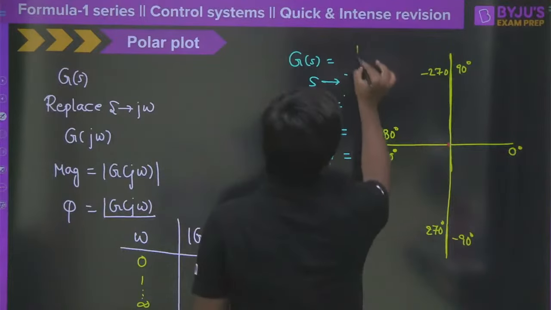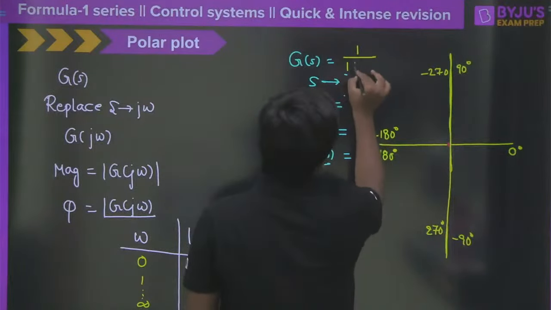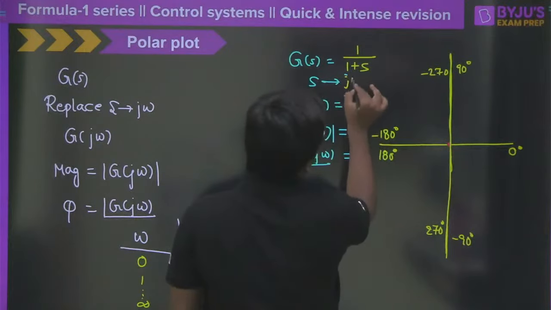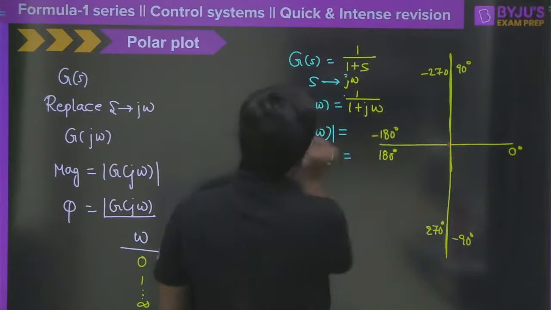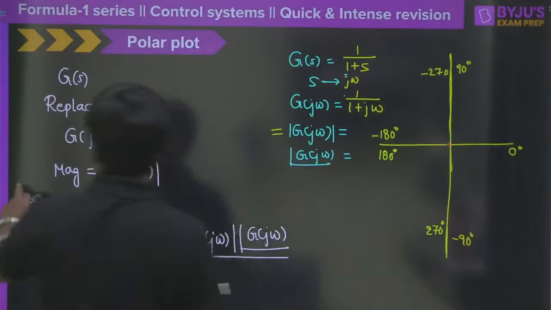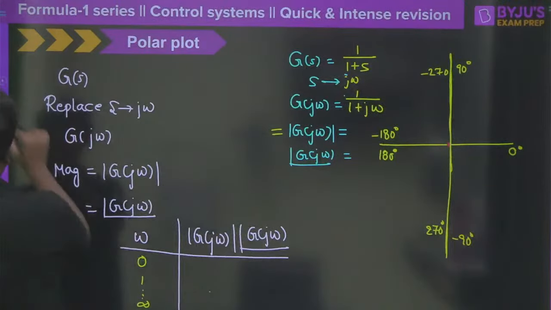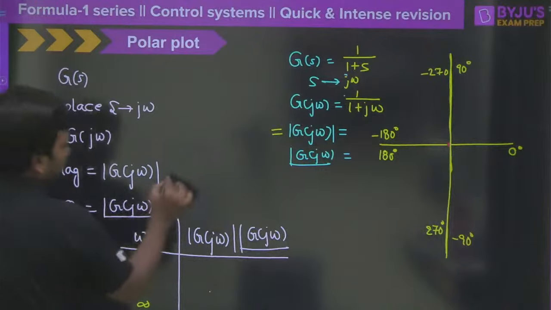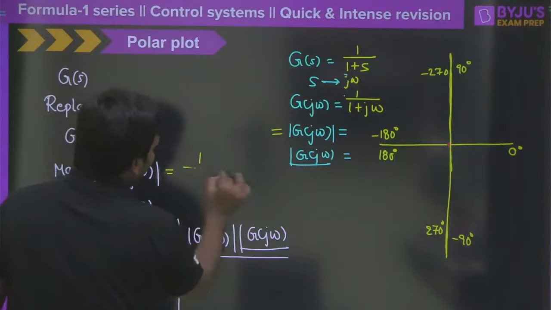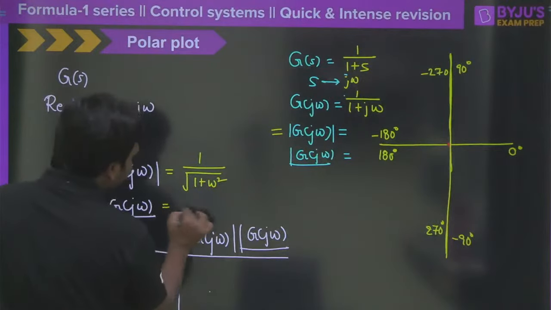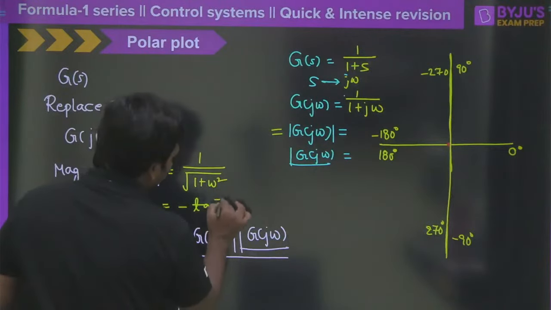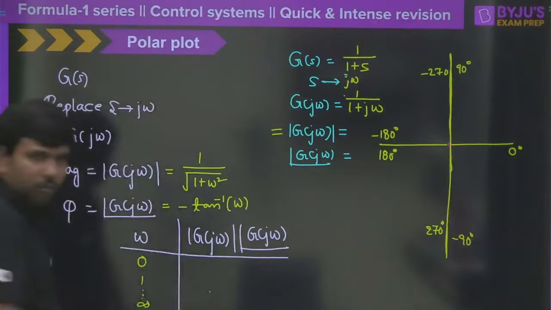So g of s is equal to 1 divided by 1 plus s, and if you replace s with j omega, it will become 1 by 1 plus j omega. Then what is the magnitude? Let me write it down this side. The magnitude for this function is equal to 1 divided by under root of 1 plus omega square. And what would be the phase? Phase is equal to minus tan inverse of omega. Clear? Minus tan inverse of omega.